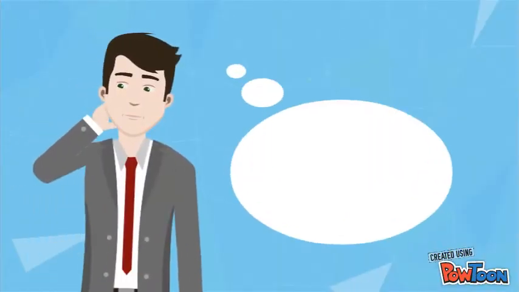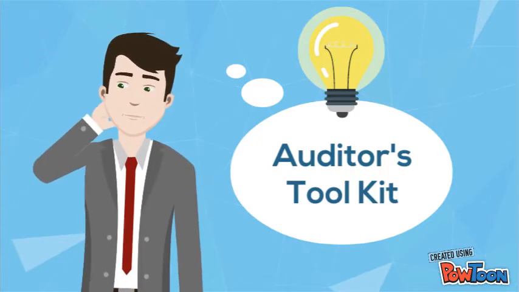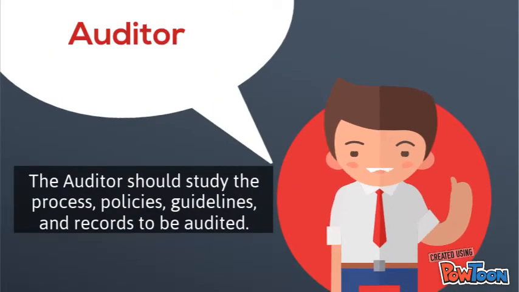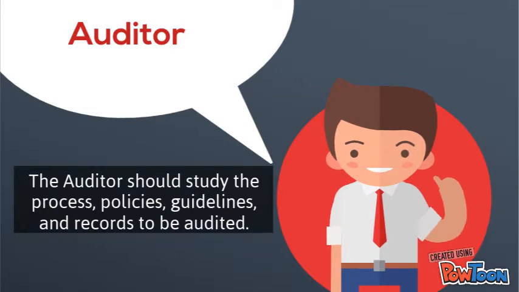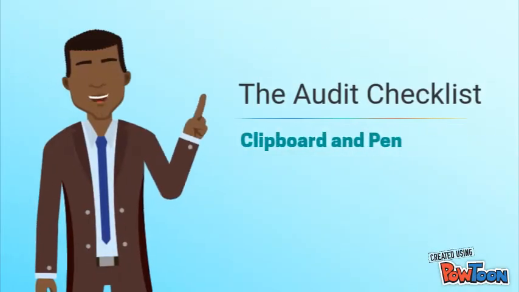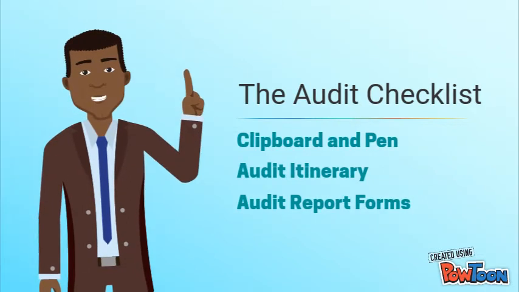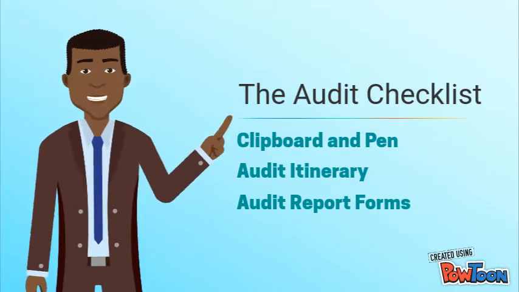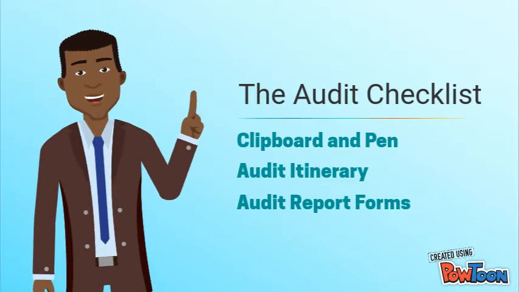Lastly, the preparation of the working documents, or also known as the auditor's toolkit. The auditor should study the process, policies, guidelines, and records to be audited. The auditor's toolkit includes the following: the audit checklist, clipboard and pen, audit itinerary, audit report forms, and also the ISO standards 9001 and 14001.